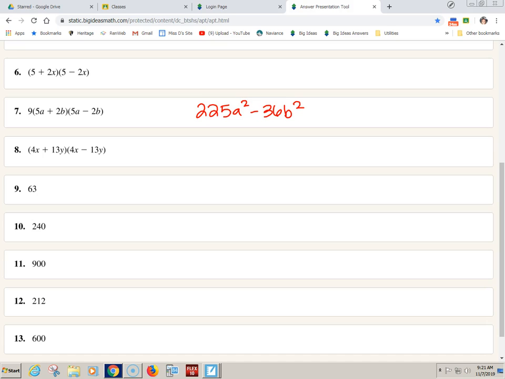Did anyone figure out the type of problem I had not looked at yet today? What if there is a GCF? Has anybody done 225 divided by 9 yet? Yeah, 25. This guy has a GCF, and the GCF is 9. Guys, you were doing so great. Come on, focus back on it. 225 divided by 9 is 25. What's 36 divided by 9? 4.